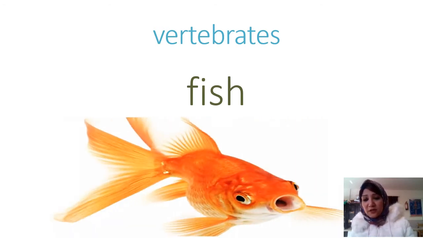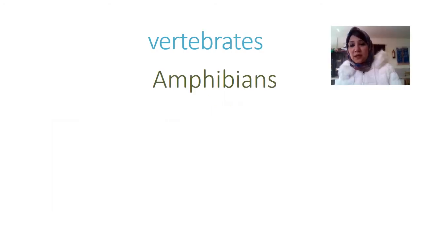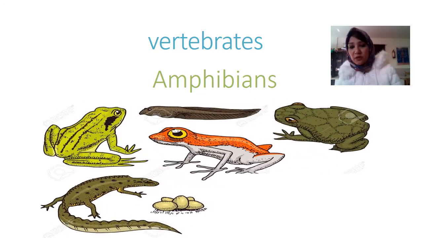Vertebrates. The first group is fish. Fish are animals that have bones inside their bodies, so they are vertebrates. The second group is amphibians. Amphibians are animals that are born in water, then they live on land. Like what? Like frog and salamander.